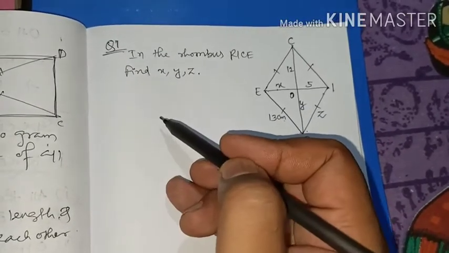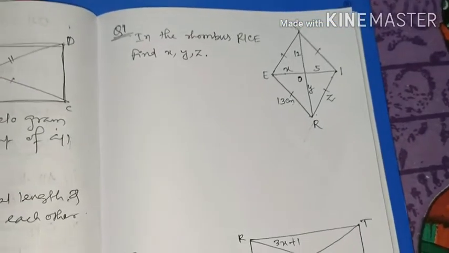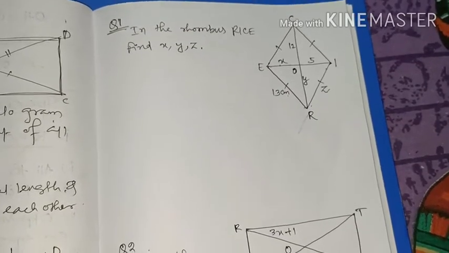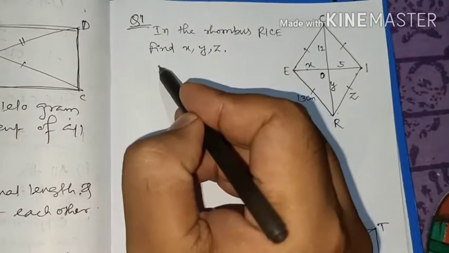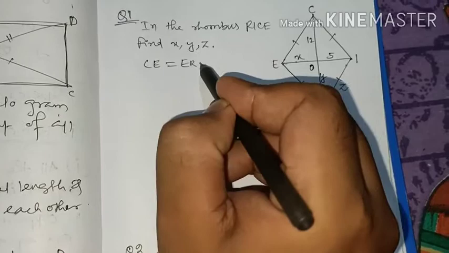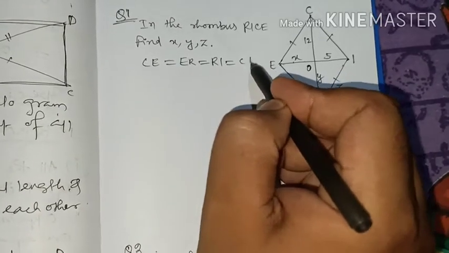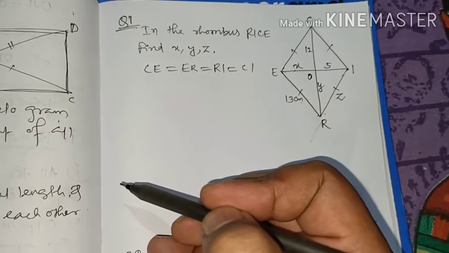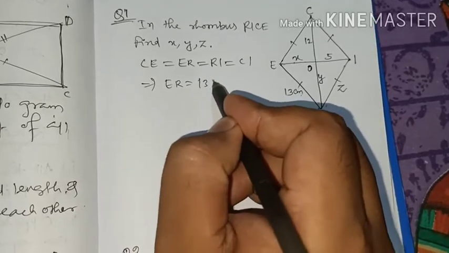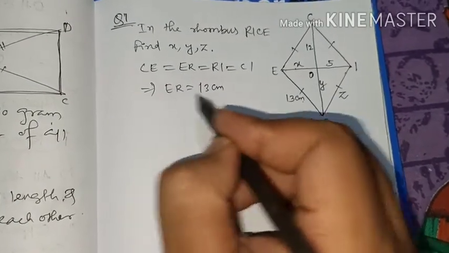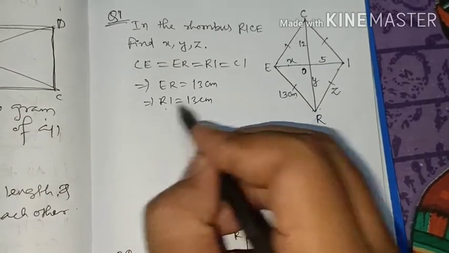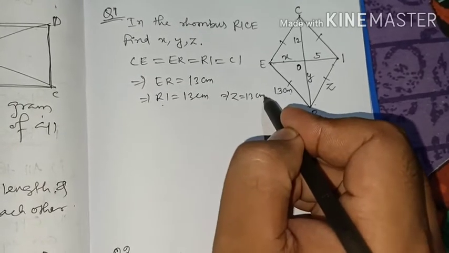As you know, the rhombus has sides of equal length. You know that all the sides are of equal length in case of a rhombus, so you can say that CE is equal to ER is equal to RI is equal to CI. And you know that ER is equal to 13 centimeters. So you can say that RI is also 13 centimeters, and RI means Z, so Z is equal to 13 centimeters.